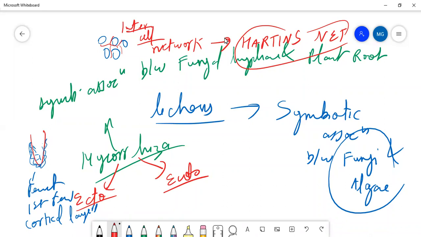Now look at endomycorrhiza. In endomycorrhiza, hyphae will penetrate the root hair, it will penetrate the epidermis, reach the cortex. It reaches the cortex deeper and it penetrates inside the cell. Meaning inside the cell also this hyphae, as this fungal hyphae is coming here, will penetrate inside the cell and form knot-like structures. It will also form knot-like structures inside the cell. So it starts penetrating inside the cell. So endomycorrhiza, we know, becomes intracellular.